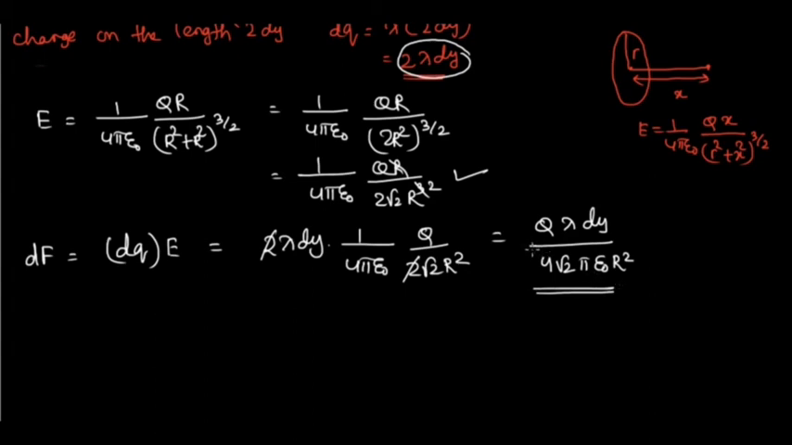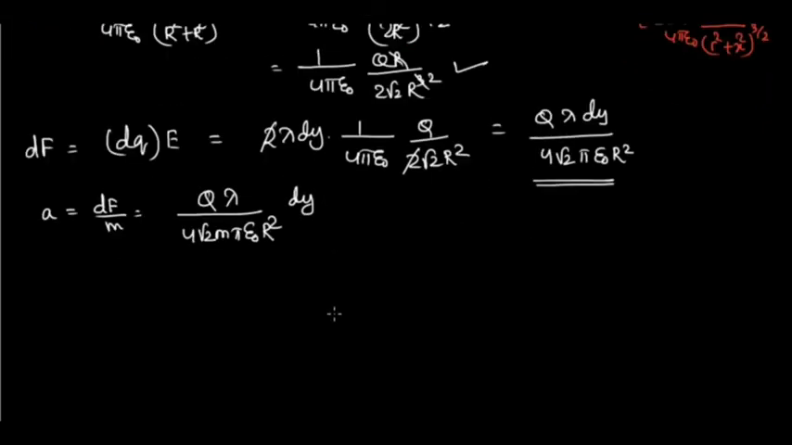And what will be the acceleration? The acceleration will be force by mass. So divide mass in this expression. So we'll get q lambda divided by 4 root 2 m pi epsilon naught r square into dy. Is that clear? Where dy is the small amount of displacement.